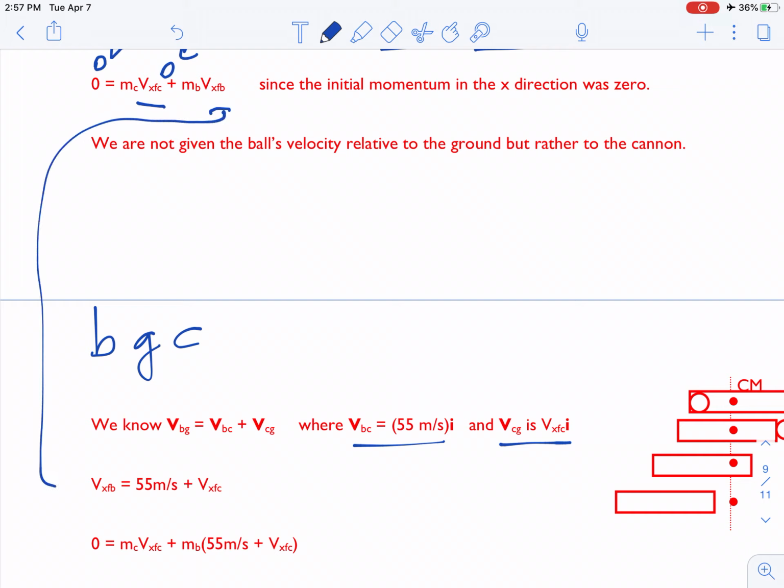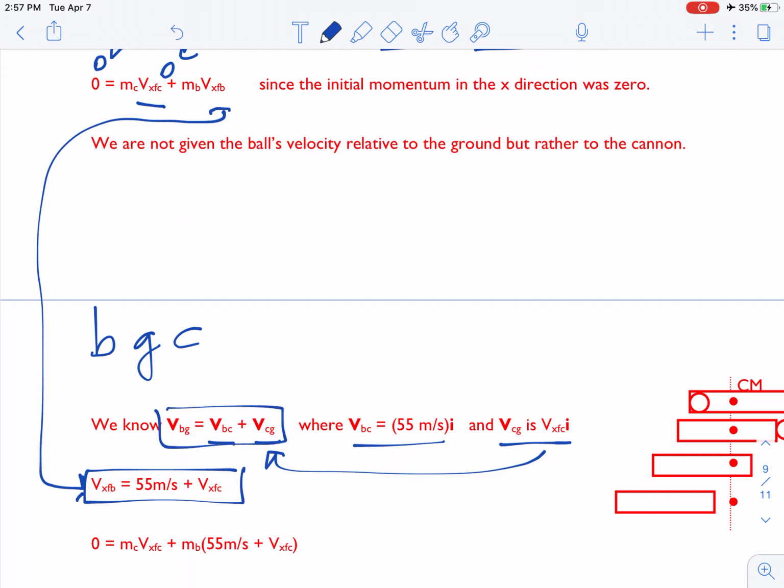This velocity of the ball relative to ground is going to be equal to the velocity of the ball relative to cannon plus the velocity of the cannon relative to ground, and we are also replacing this with that. So this is the equation we're getting. Okay, I hope this is clear. We already have stuff given in the problem, and we are just substituting with what we have in this relative velocity equation.